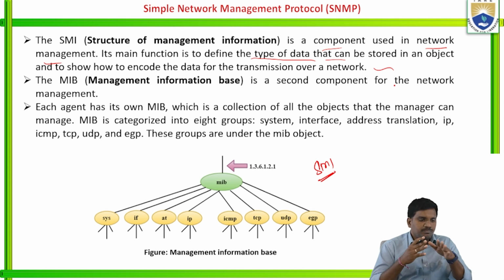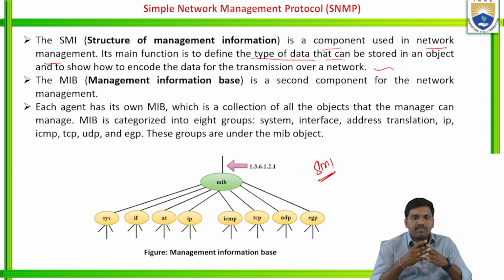So the main function of the structure of management information is to define the types of data, whether symbols, pictures, special symbols, or functional keys, whatever data it contains, the type of data that can be stored in an object, and to show how to encode the data for transmission over the network. So that is the main function of SMI. It can define the structure and how much data can be transmitted through the network.